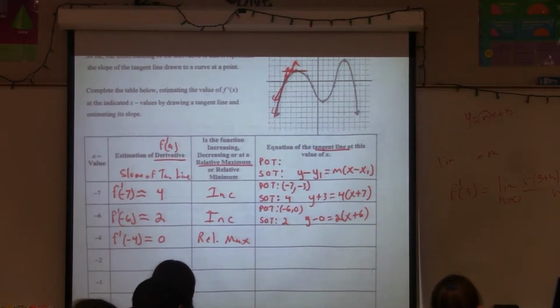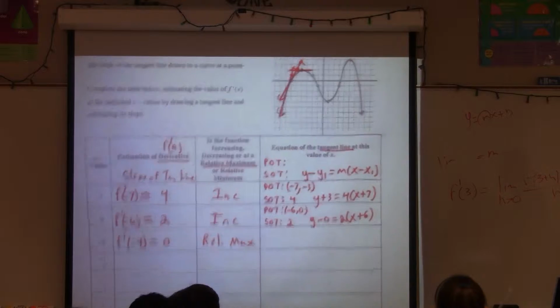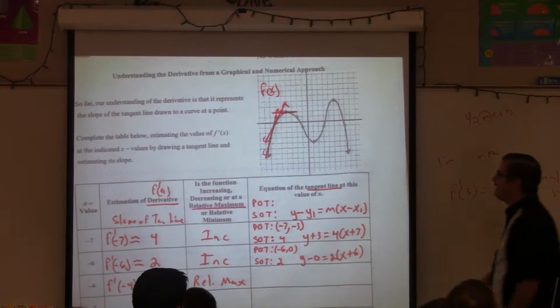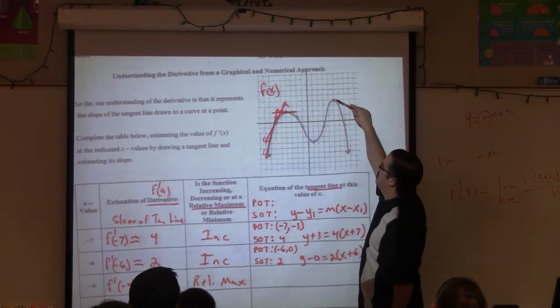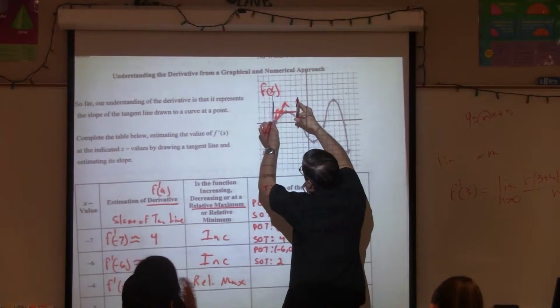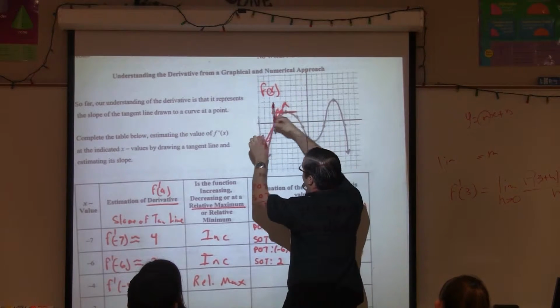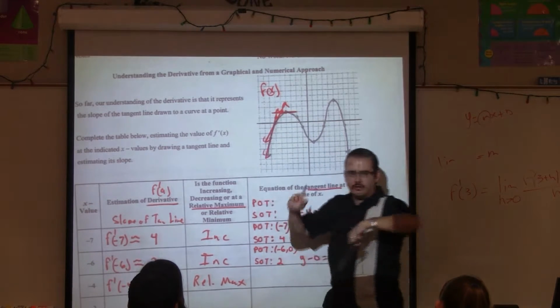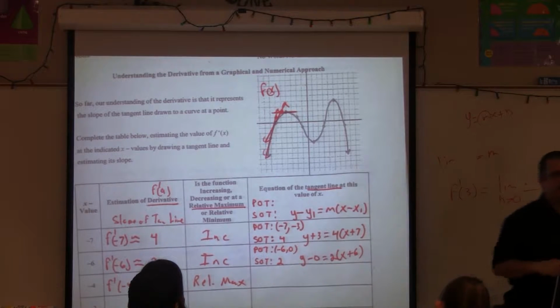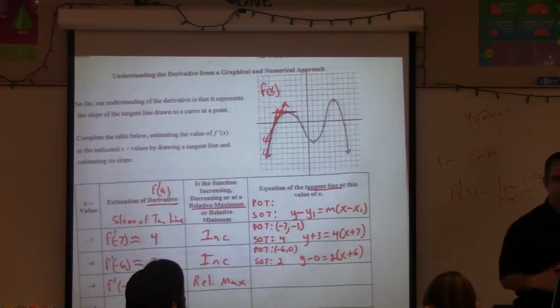What does that mean? Why can't we just say it's a maximum? Because it goes higher. Oh, so there's various maximums. So there's another maximum over here, right? Okay, so this is a maximum only relative to what? To that particular what? Interval or area, right? So in that particular area, that is a maximum. So it's relative to that area, it is a maximum.